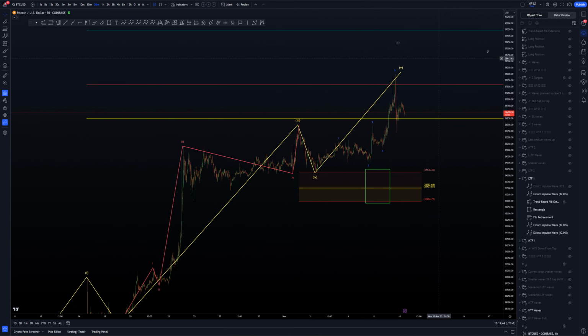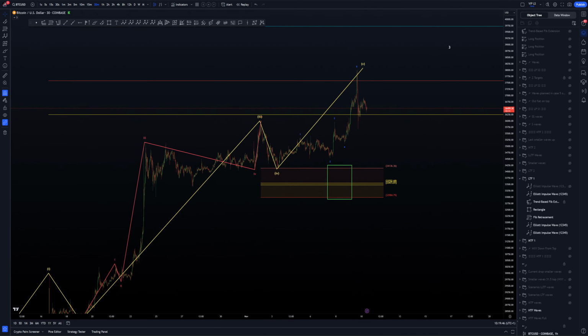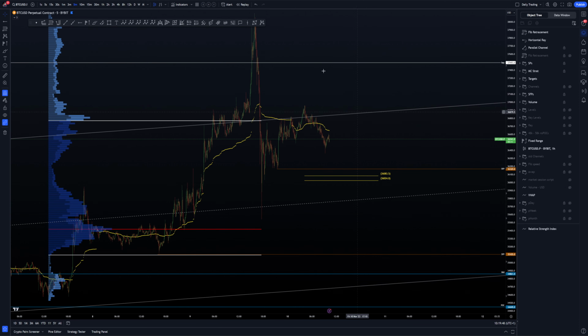Yeah, I'm really excited to see what Bitcoin is going to decide here. But let's trade everything based on the direction.